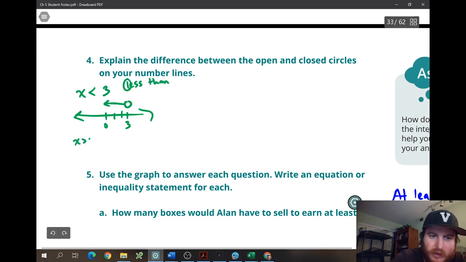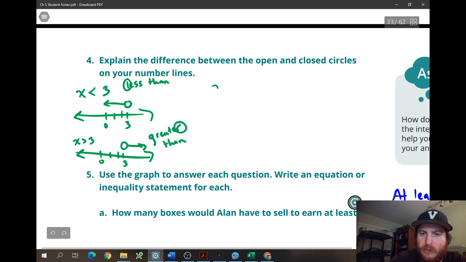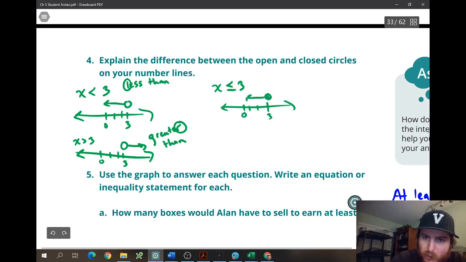If we had x is greater than 3, same thing, like 0, 1, 2, 3. We put a circle, and we point to the right. Greater than has an R. We point to the right. Okay. And then if we have x is less than or equal to 3, we put in a closed circle, and we point to the left. And x is greater than or equal to 3, we put in a closed circle, and we point to the right.